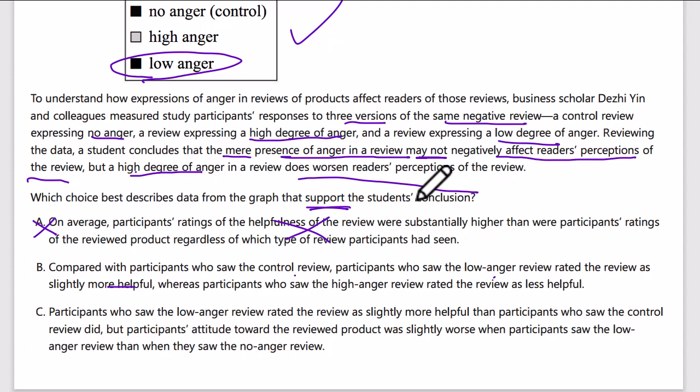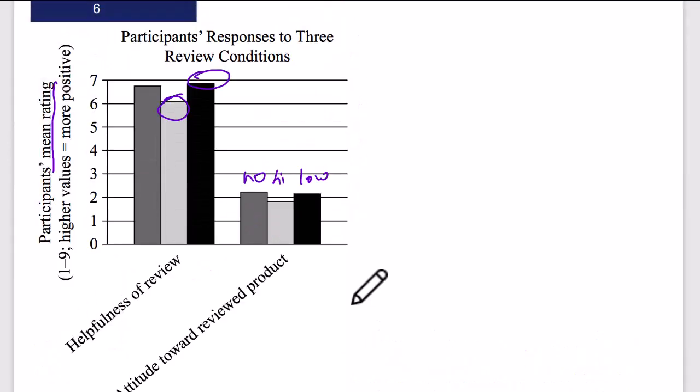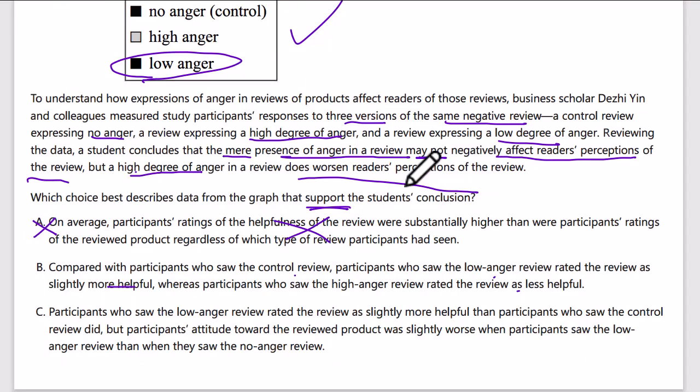Compared with participants who saw the control review, participants who saw the low anger review rated the review as slightly more helpful, whereas participants who saw the high anger review rated the review as less helpful. That looks like it could be right. I'm not sure about that first part. Was it a little more helpful, the low anger? Yeah, I mean, it's hard to tell, but I would say it's just a little bit higher helpfulness. So I think that's true to the graph, and it actually supports the case. So it looks like B might be our answer here.